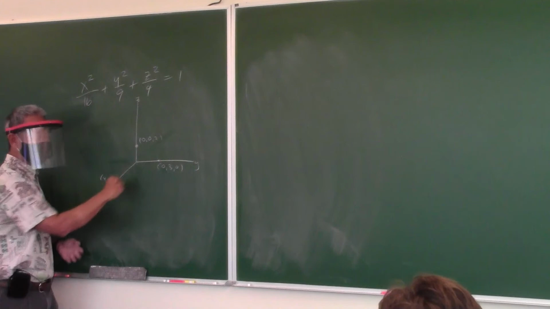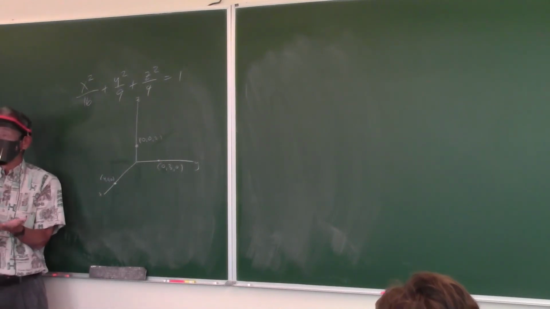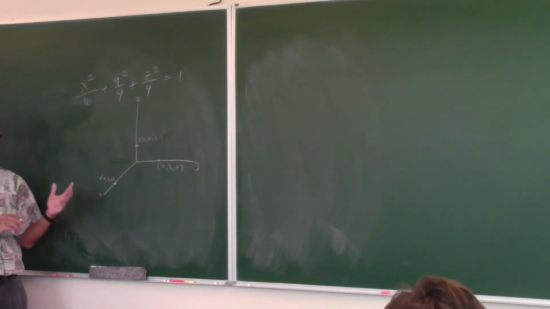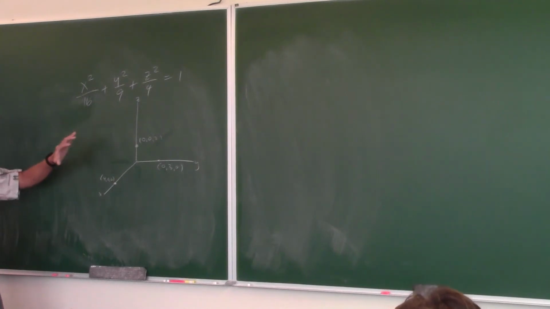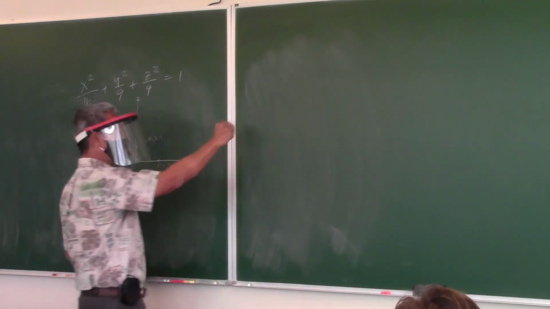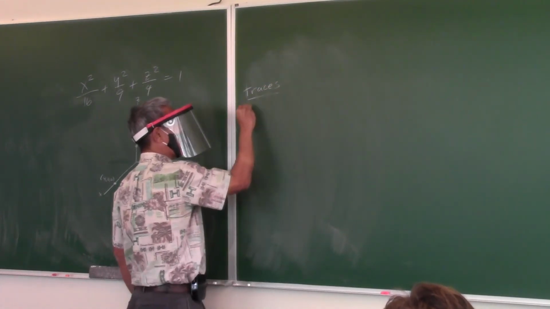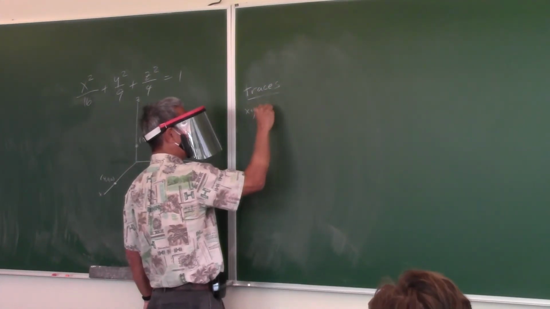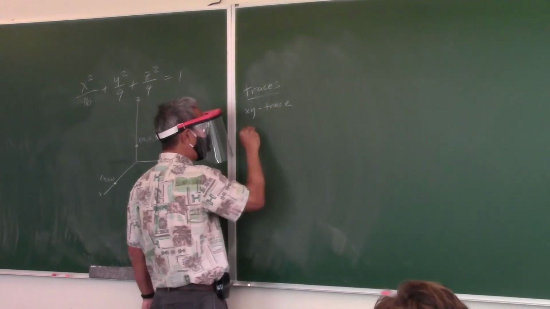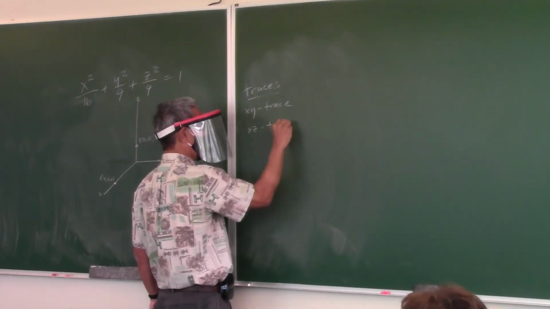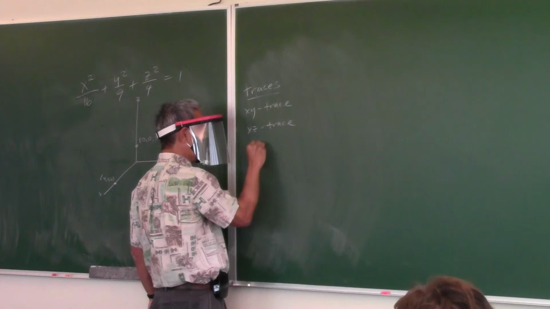And now, do I just connect it with straight lines? No, because that would be a plane. We're not graphing a plane anymore. So instead of just the intercepts, now we're going to look at something called traces. So there's an xy trace. There's an xz trace. And then there's a yz trace.